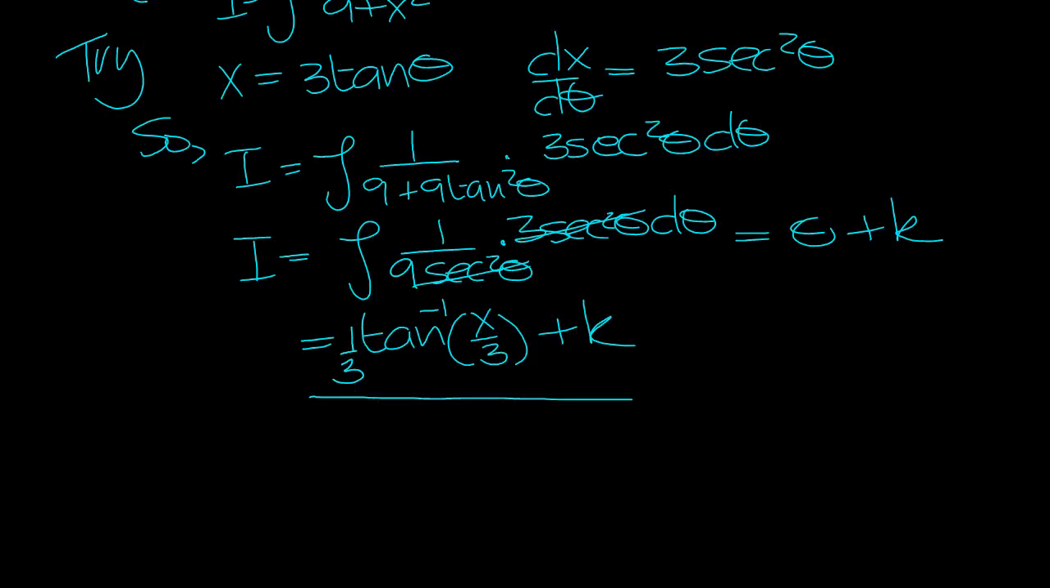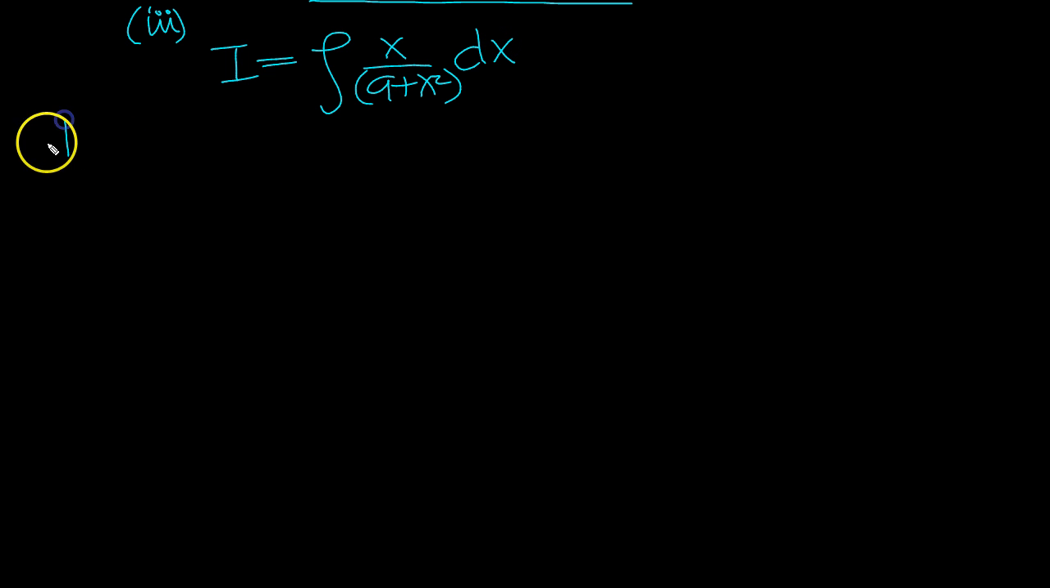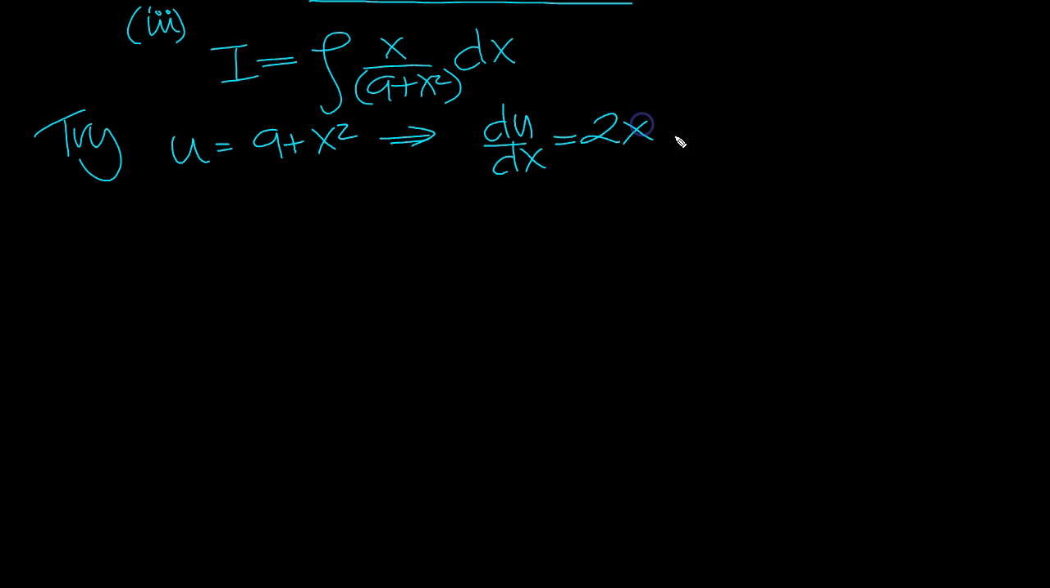Next one. Part 3. I is equal to the integral of x over 9 plus x squared. This is nice because you've got the something underneath differentiates to a multiple of what we've got on top. So here in these ones we just simply try u equals, like the ones in the previous question, 9 plus x squared. du dx will equal 2x, won't it? And then the x dx will be du over 2.